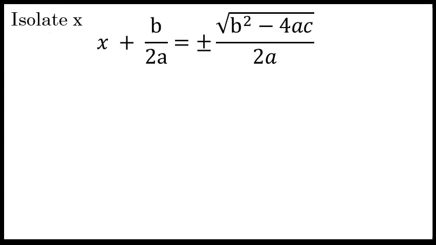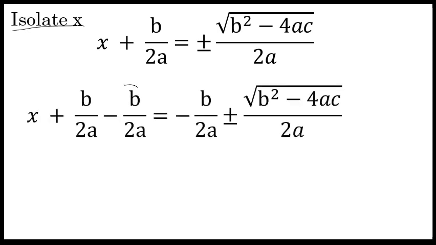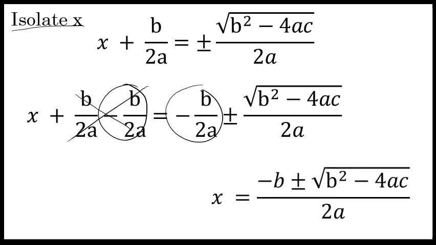And that leaves you with one step to isolate x, and that will be to simply subtract b over 2a from both sides of the equation. When I subtract b over 2a from both sides of the equation, on the left side of the equation, I'll be left with only an x. And on the right side of the equation, I have negative b over 2a plus or minus the square root of b squared minus 4ac all over 2a.